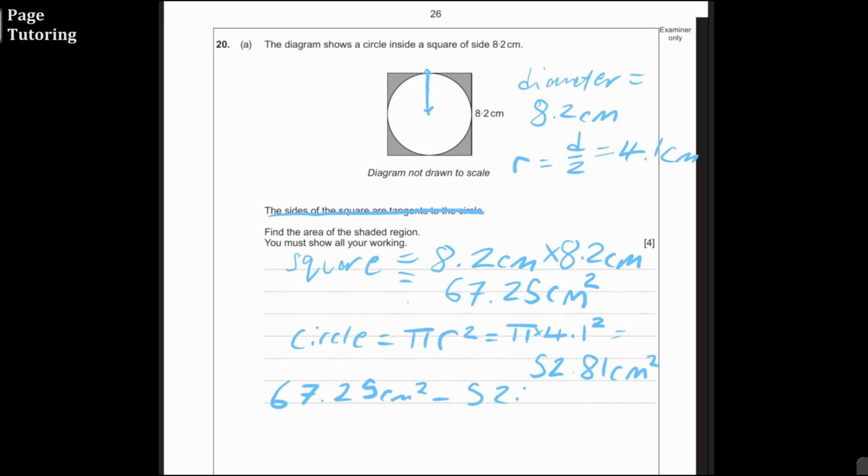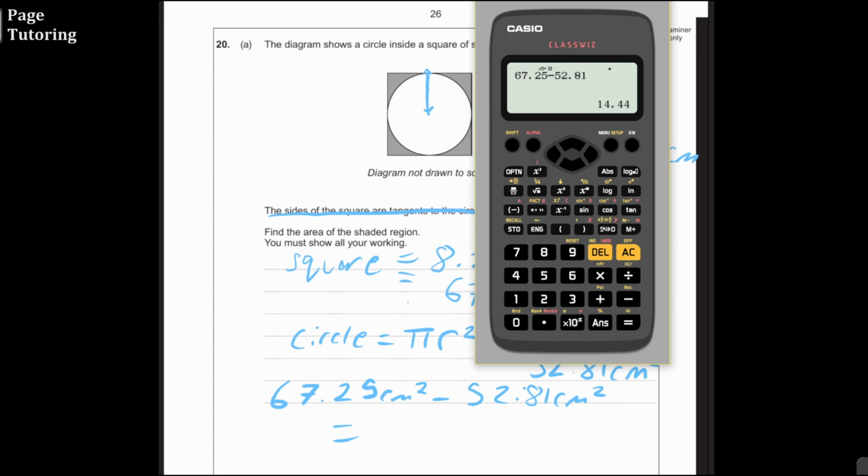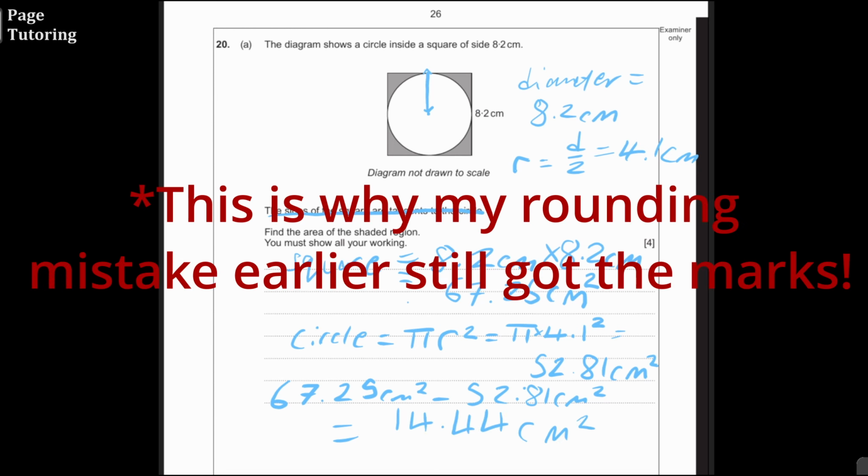It's 52.81 centimeters squared. And plug that into your calculator. And that gives us 14.44. And just checking the mark scheme. So if you rounded your number earlier on and you carried forward that rounding, so if you got 14.42 or 14.46, you would still get the mark.